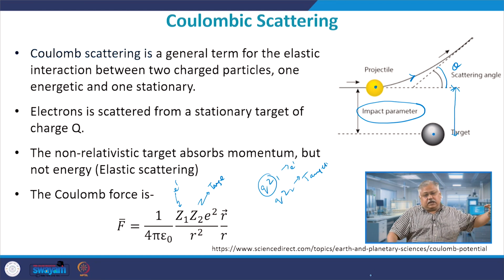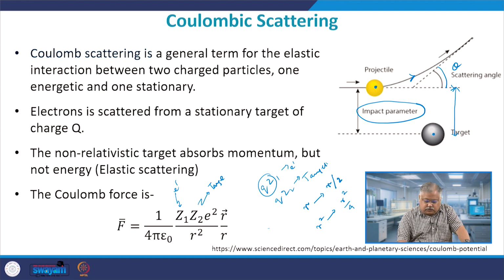As the projectile starts moving towards the target, the force increases in a parabolic fashion. If you reduce r to r by 2, the force will increase by a factor of 4 times. Which means that if the distance reduces by half, the force increases by a factor of 4 times. That is a substantial increase in the force applied, and this is one of the reasons why you get Coulombic scattering.